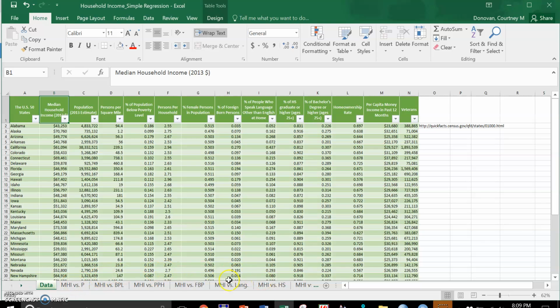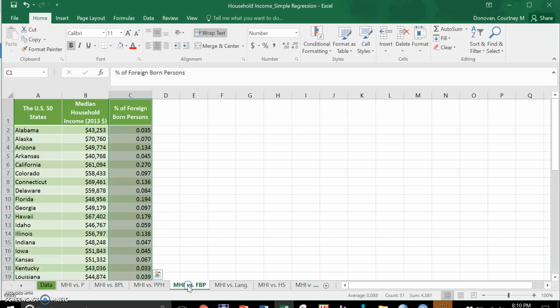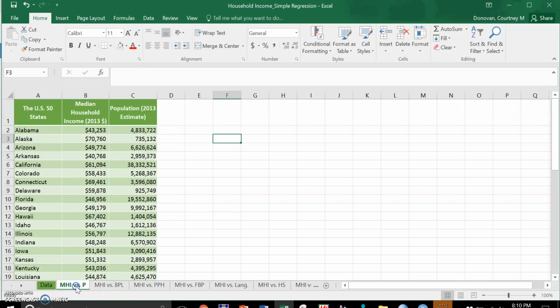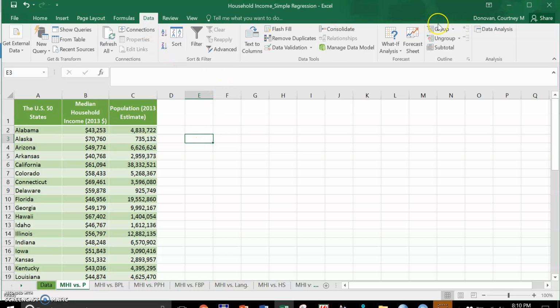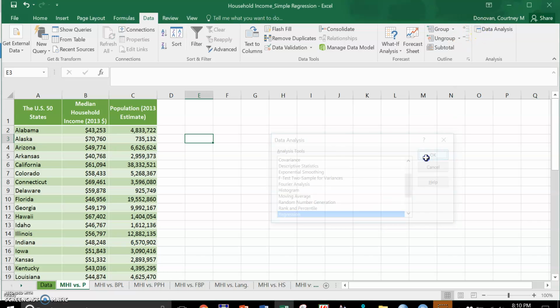So in each of these tabs, I actually went through and changed all the information so that all the columns are together. So let's start with household income by population. Let's see if I can predict household income based on population. The idea would be bigger populations would have more income. Maybe, maybe not. So I'm going to go to data, data analysis, and regression.